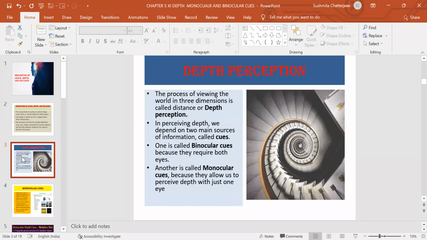In perceiving depth, we depend upon 2 main sources of information called cues. One is called the binocular cue, and the other is known as the monocular cue. Monocular cues are so named because they allow us to perceive depth with just one eye, and the name binocular cues is given because they require both eyes. So I'll be taking up the cues one by one. First, I'll be starting with monocular cues.